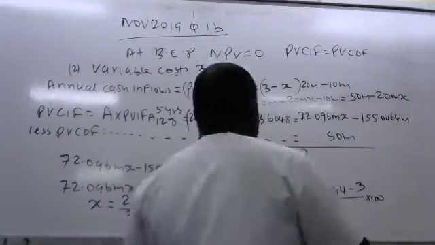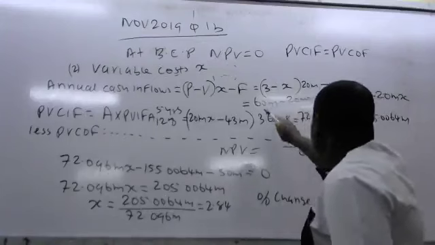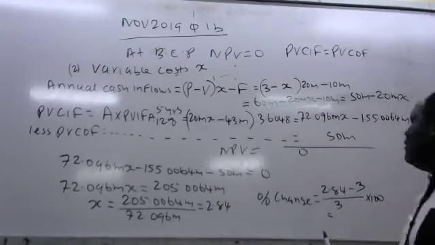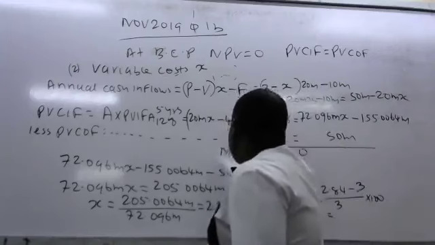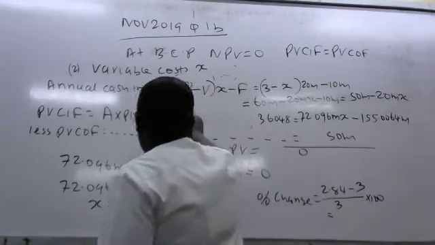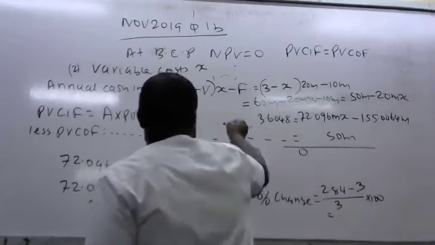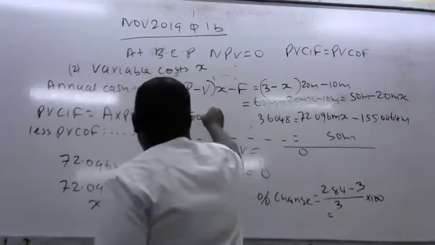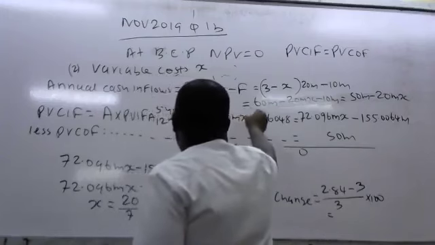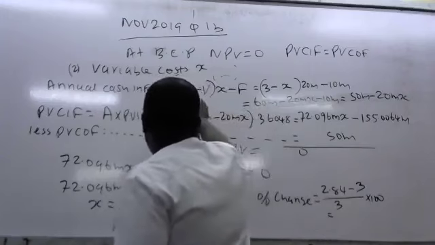Because here we subtract, and for this one, 50 is what will remain. So we shall now have it at this point as 50 millions minus 20 million X.